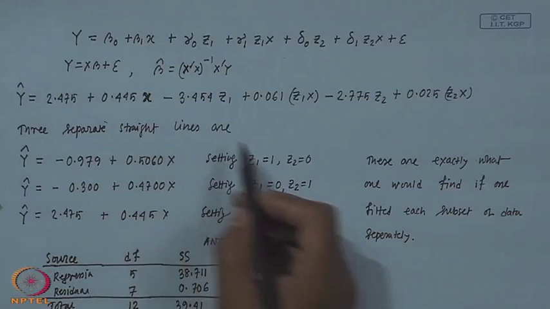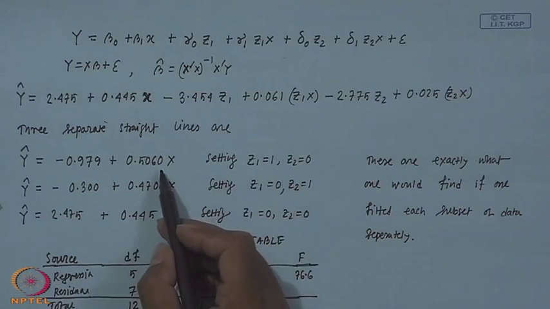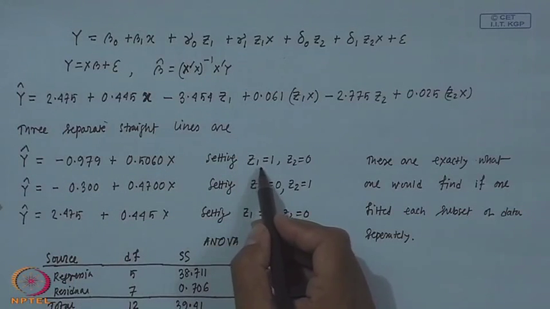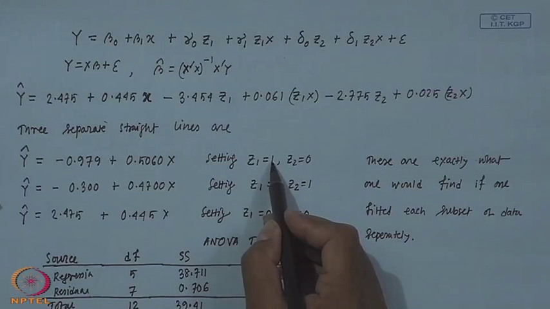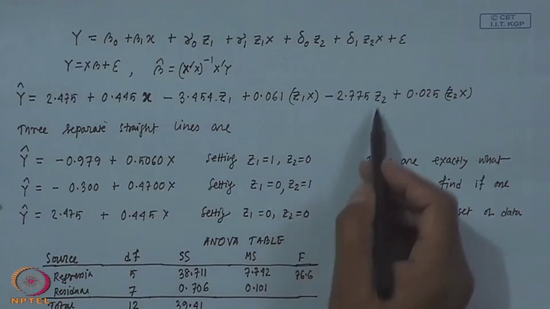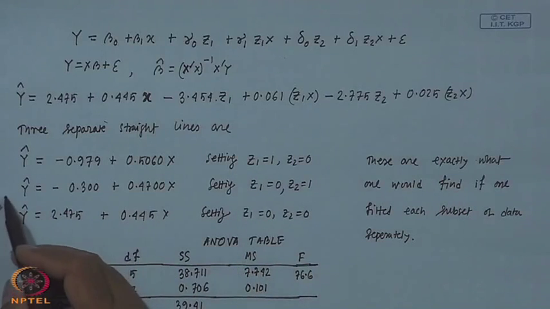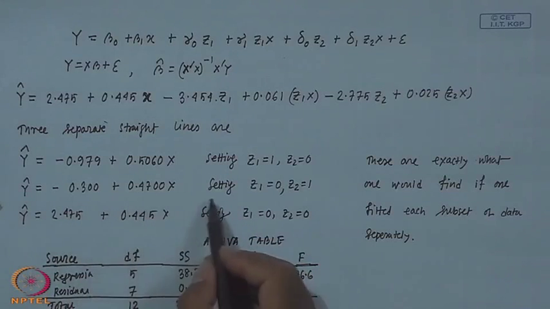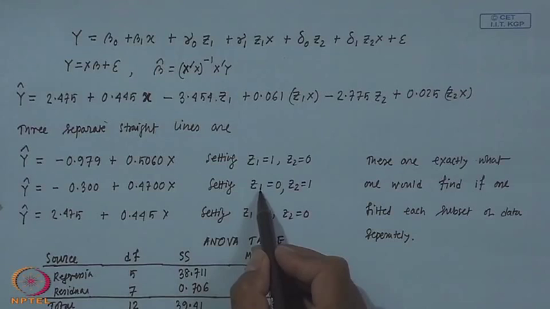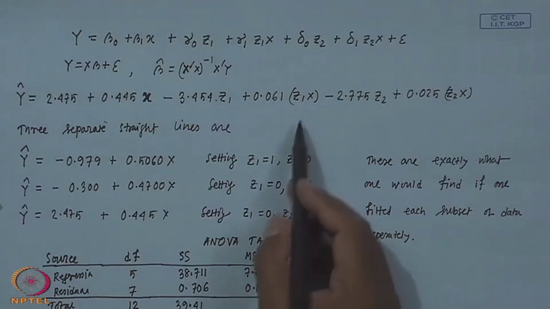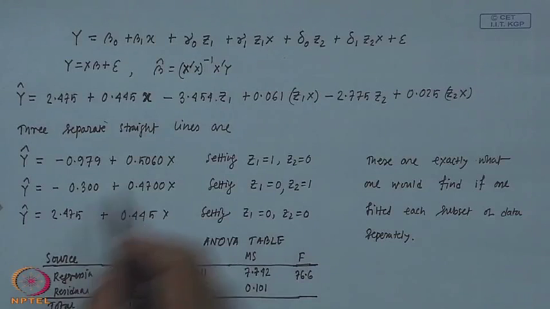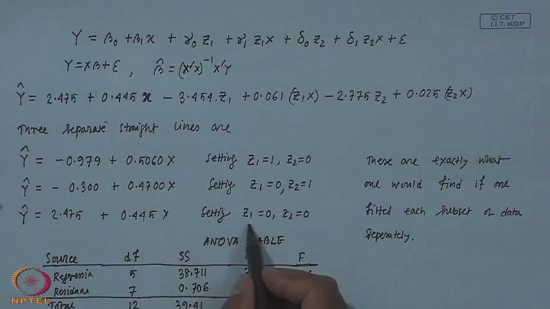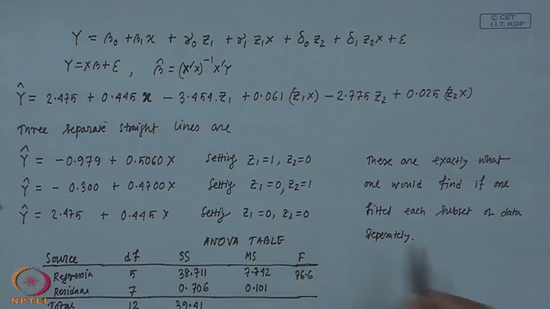Now, three separate straight lines. For the first block it is this one, obtained by setting z 1 equal to 1 and z 2 equal to 0 in this fit. Similarly, the fit for the second block is obtained by setting z 1 equal to 0 and z 2 equal to 1 in the fitted model here. And the fit for the third block is obtained by setting z 1 equal to 0 and z 2 equal to 0.